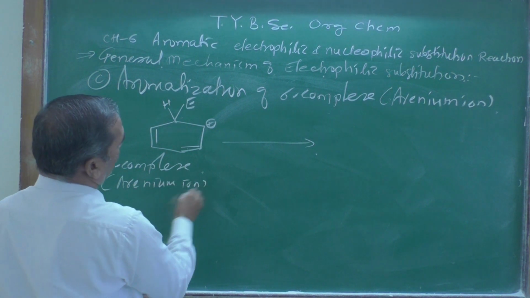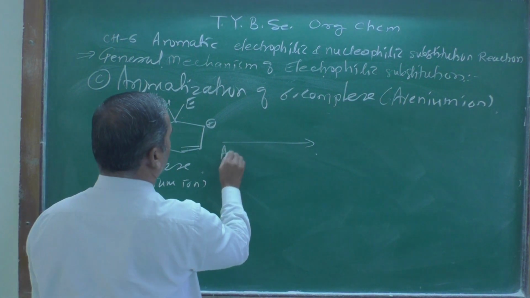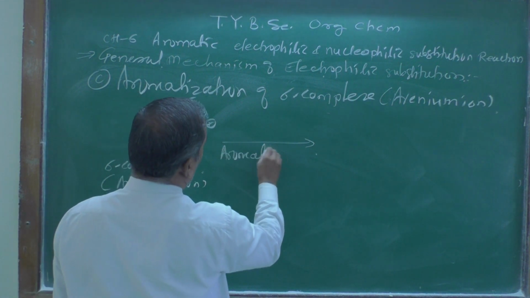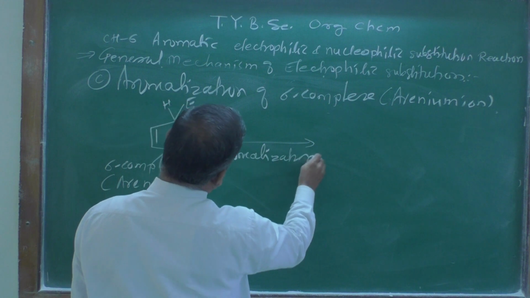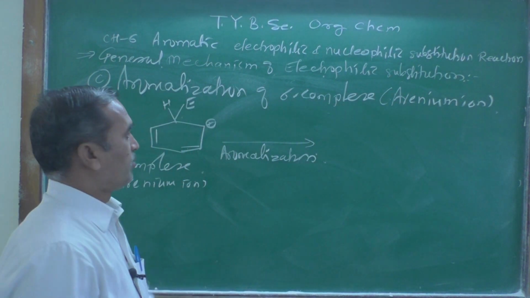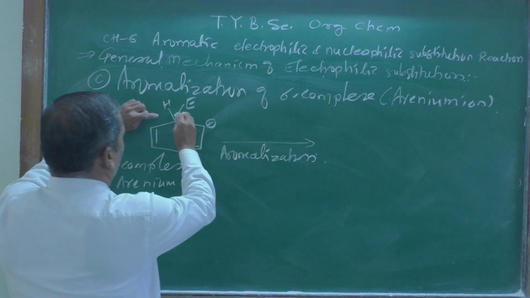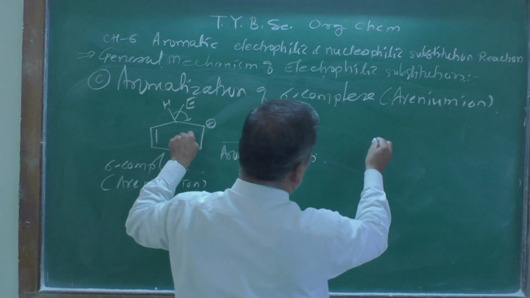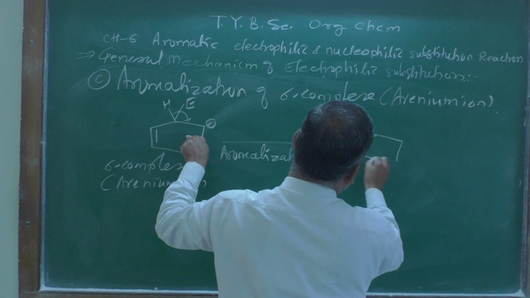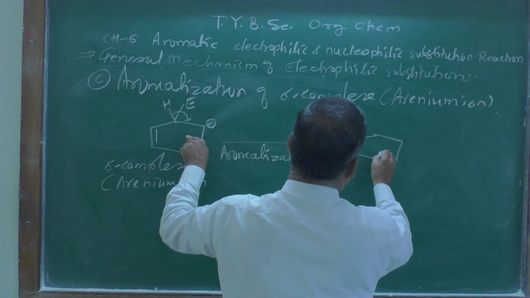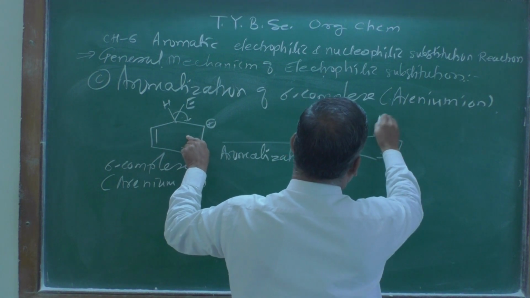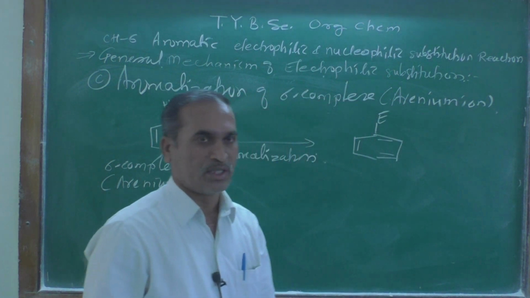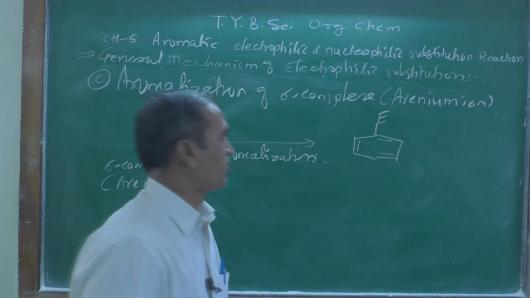Arenium ion, right? And aromatization takes place, which means there is a loss of a proton from here. This proton is lost and forms a double bond over there, and you get the product formation. This electrophile gets introduced. So some common reactions we have already seen.